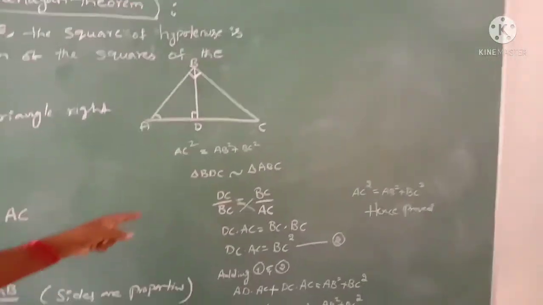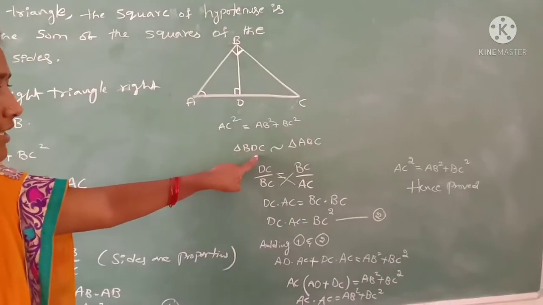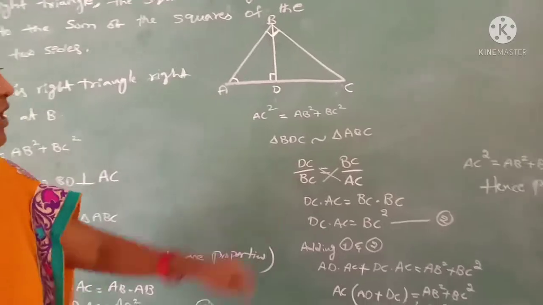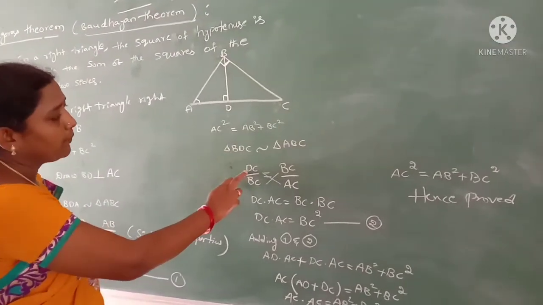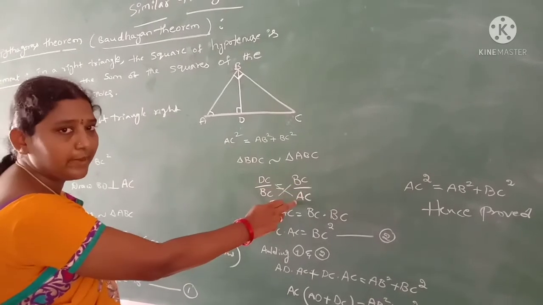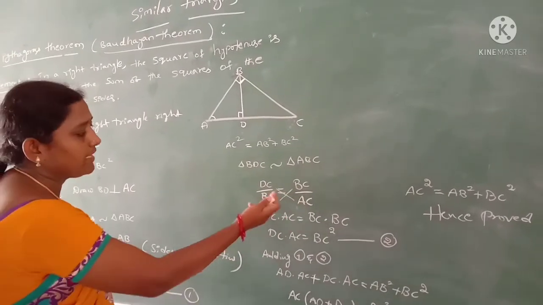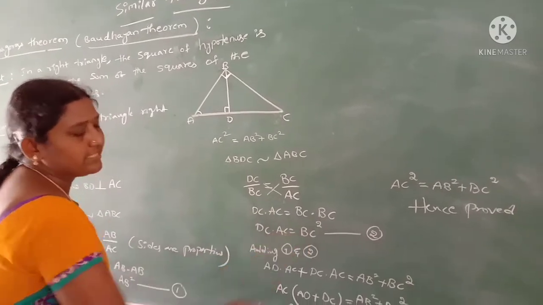Next we take the other two similar triangles, triangle BCD and triangle ABC. So their sides are also proportional. DC by BC equals BC by AC. Cross multiply, we get DC into AC equals BC square.